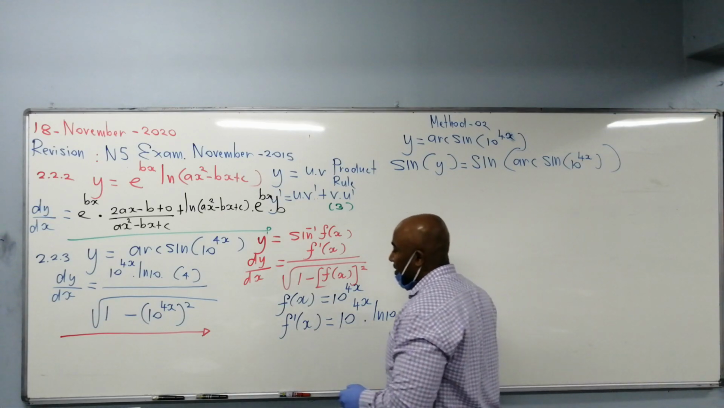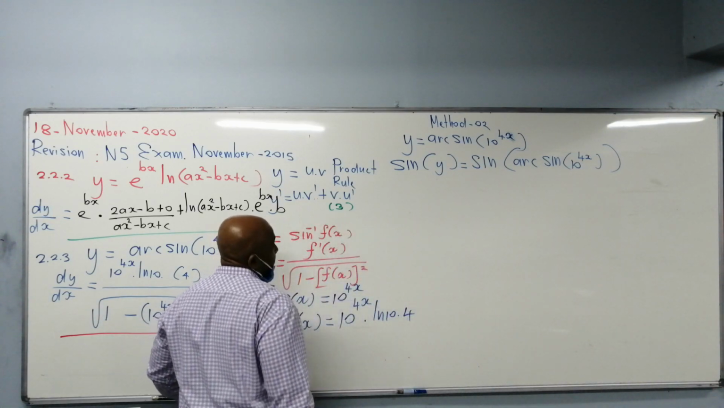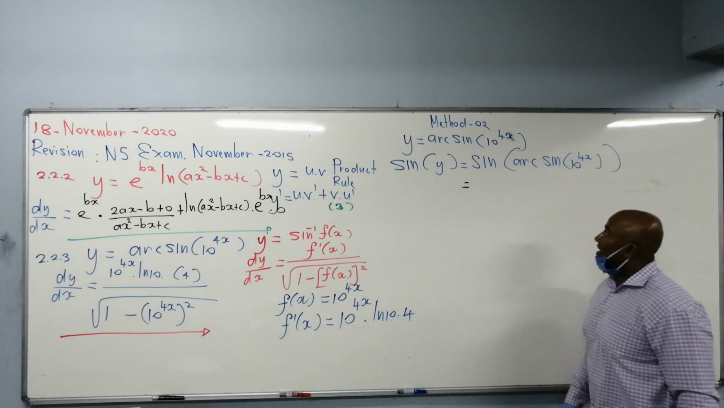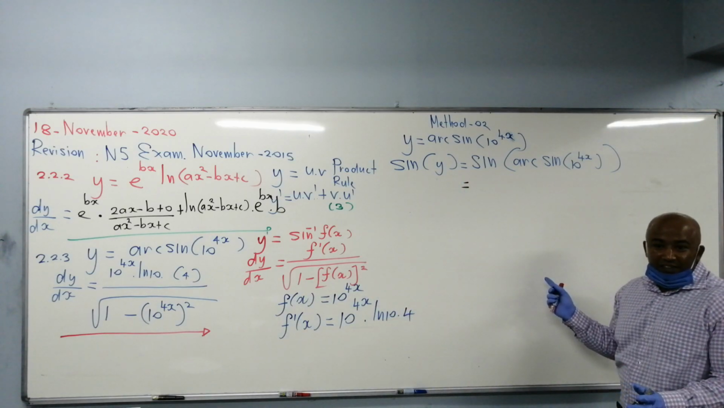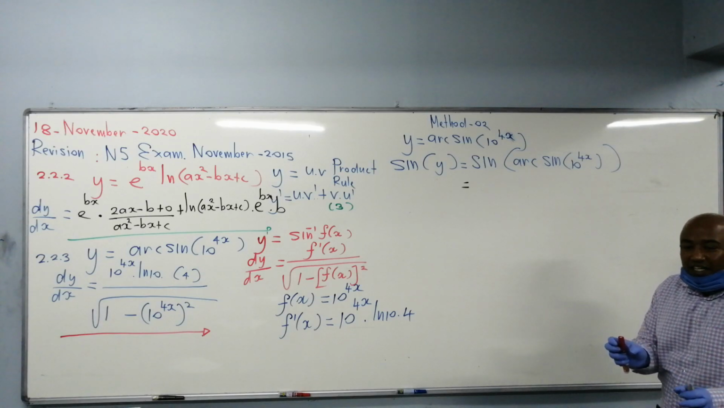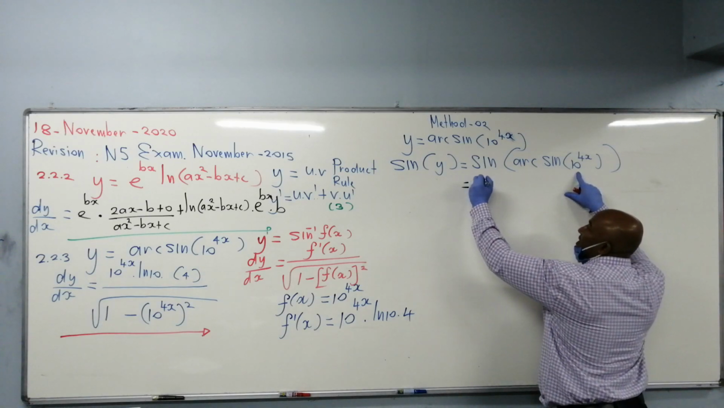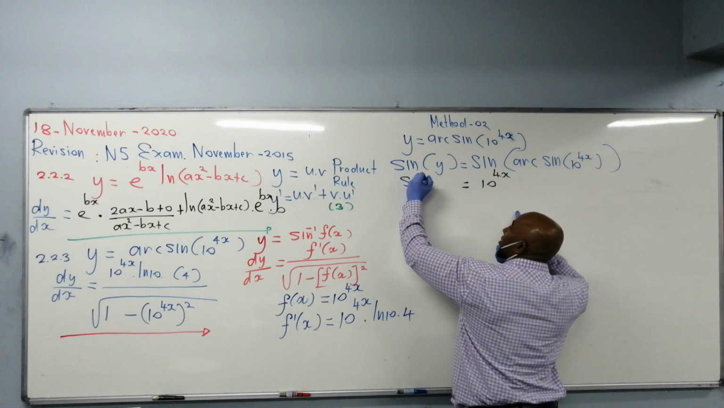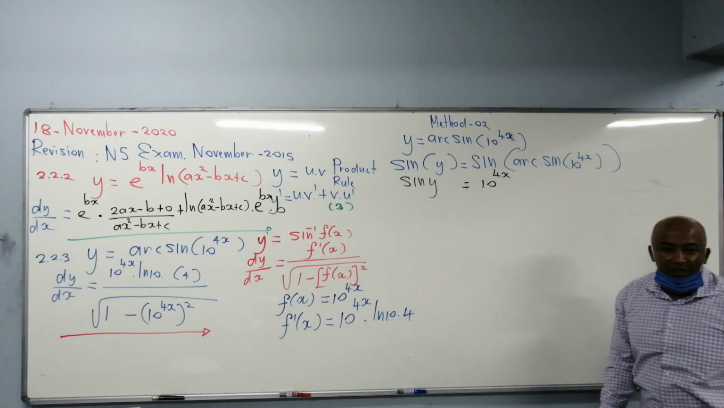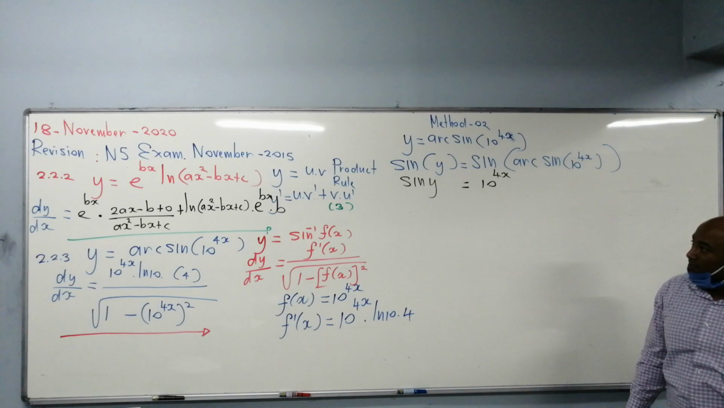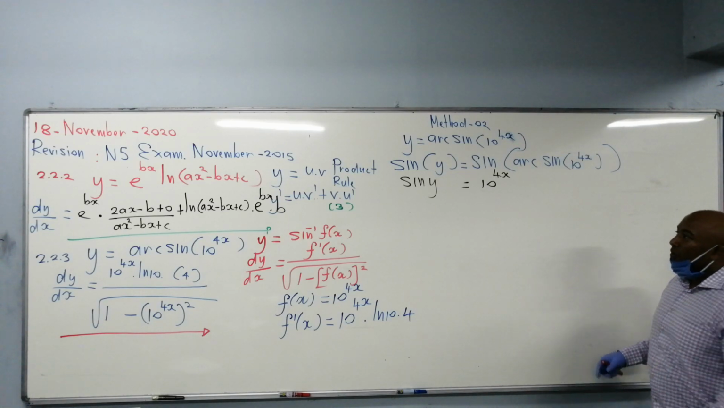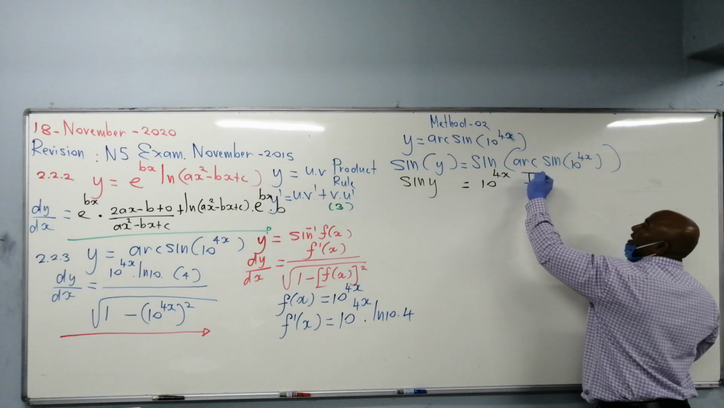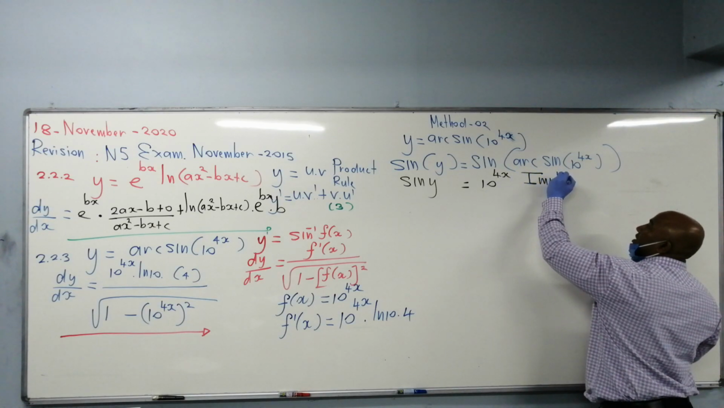So what happens if you introduce sine on both sides? The whole idea of introducing sine is so sine and arc sine basically cancel each other out, and we have just 10 to the power 4x is equal to sine y. There's nothing wrong with doing this. You can do this if you want to. Now we have a function here of x, of y. This is going to be implicit differentiation.